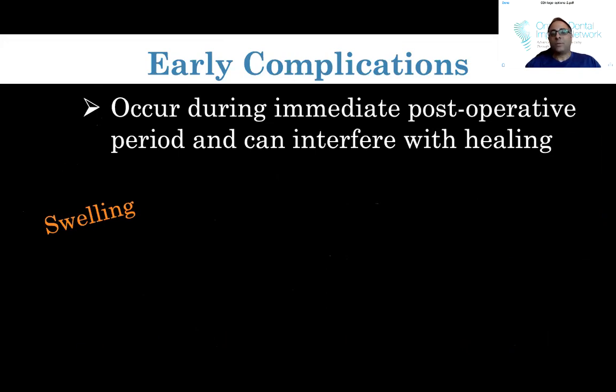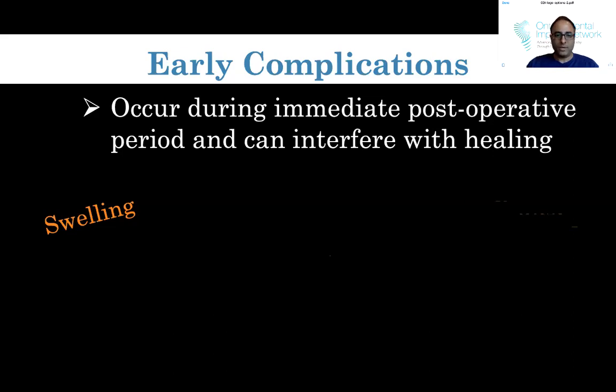Now we talked about surgical complications, the ones during surgery that can happen, right? And I hope I covered a lot of those. I'm sure I've missed some points, but I tried to do my best. Now we're talking about early complications, those that occur immediately post-operatively, okay? And they can interfere with the healing.